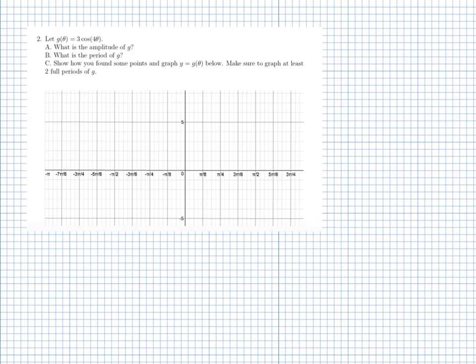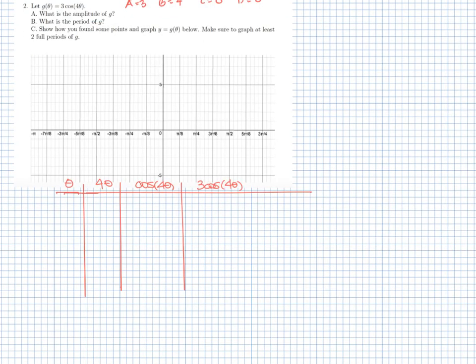Now we're going to talk about number 2 from the review, which asks that we graph a cosine function. Again, looking at all the definitions, we have an a value of 3 and a b value of 4. Notice that c is 0 and d is 0, which means we can expect that there will be no horizontal or vertical shifts of the graph. So this is what our chart looks like to graph this.